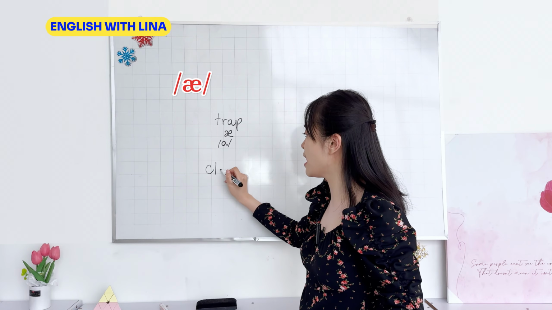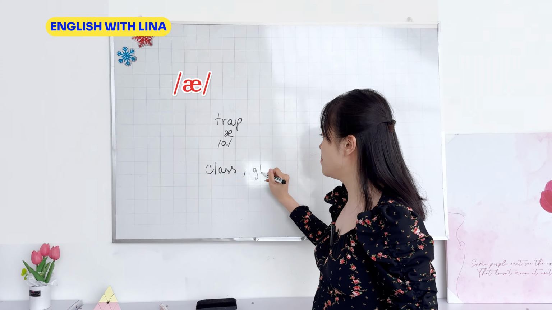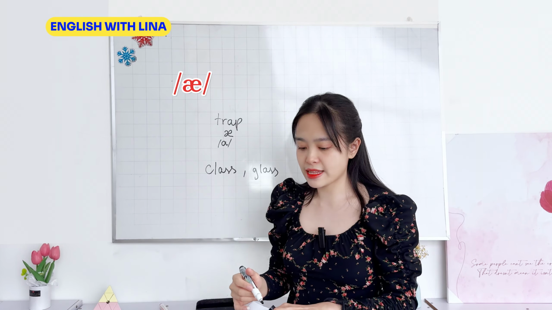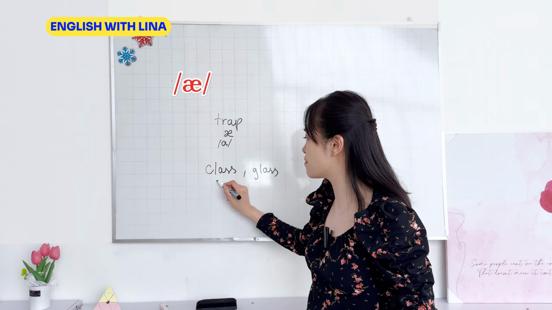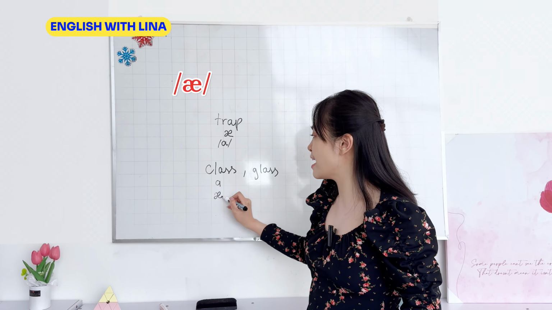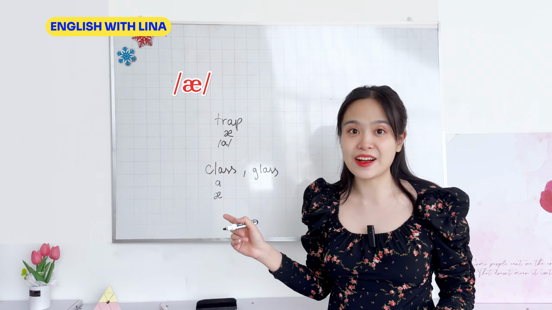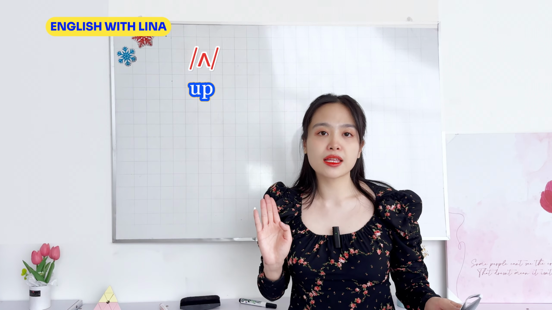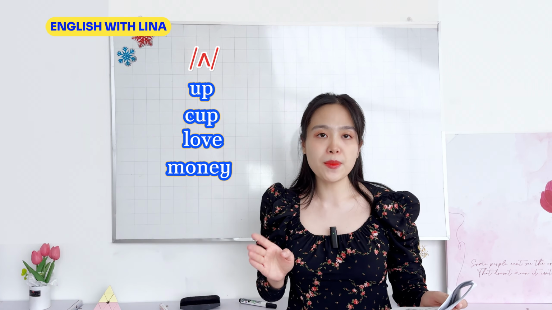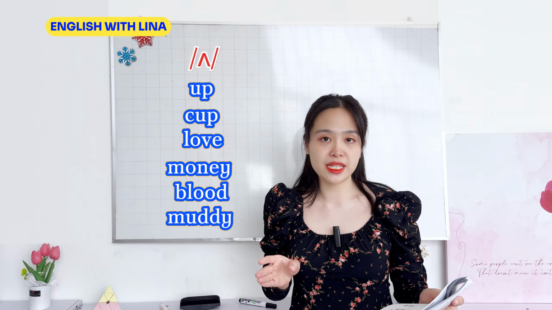Similarly, you have class and glass. I think for most accents that I have heard, people would say the sound very clearly. They would not say like class or glass, okay? So for this sound, if you always stick to it, it can be safer. Right, next we have this nasal sound, yeah? We have this sound, yeah? So let's try it again. Okay, right. Up, cup, love, money, lot, muddy.